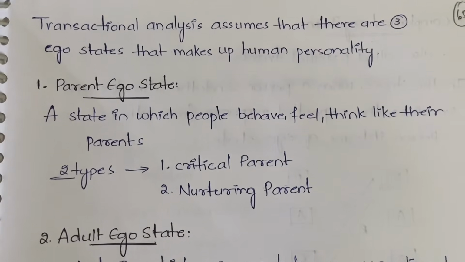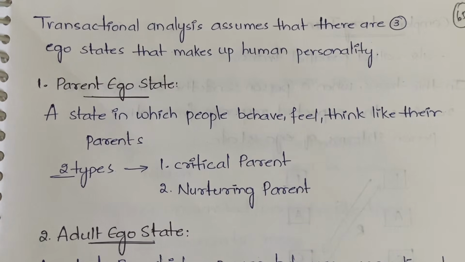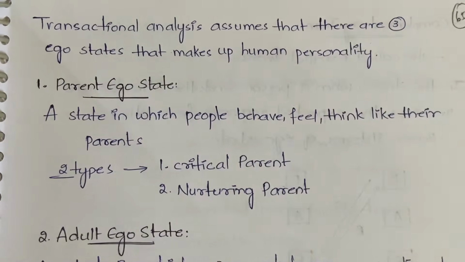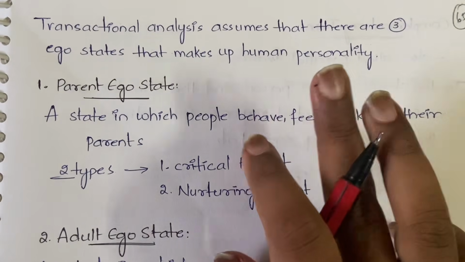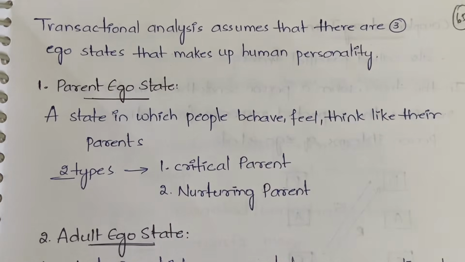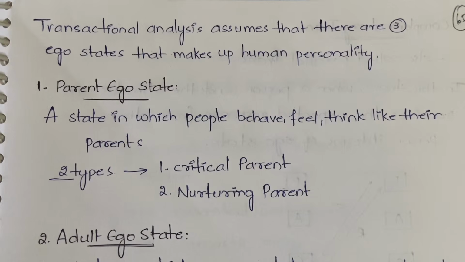Okay, so transactional analysis assumes that there are three ego states that make up the human personality. Ego here does not mean the ego that we usually talk about. Basically there are three ego states through which you can decide the personality of an individual. First one is the parent, second is the adult, and third is the child. Let us first see each of the ego states, and then learn about the types of transactional analysis. Why? Because transactions are divided into three types based on these three ego states only. So let us learn this one first.